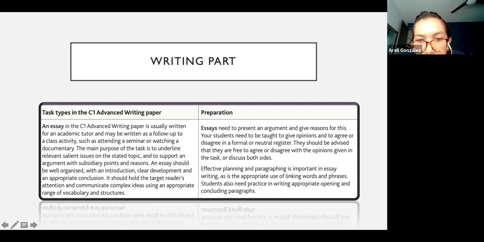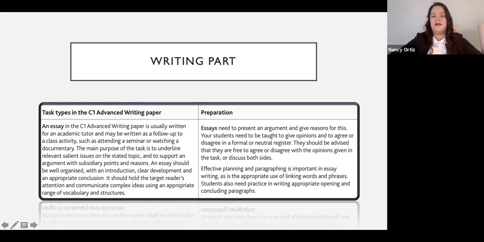Effective planning and paragraphing is important in essay writing, as is the appropriate use of linking words and phrases. Students also need practice in writing appropriate opening and concluding paragraphs. Excellent. So here it tells you on an essay, believe me, this is an important point.